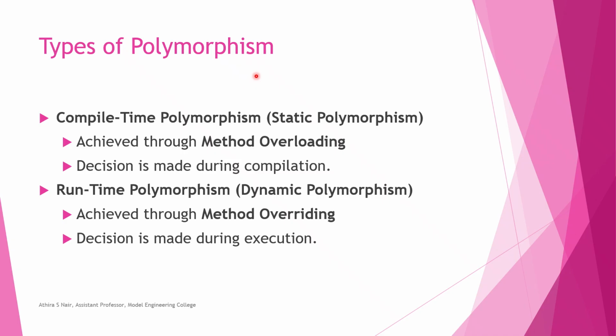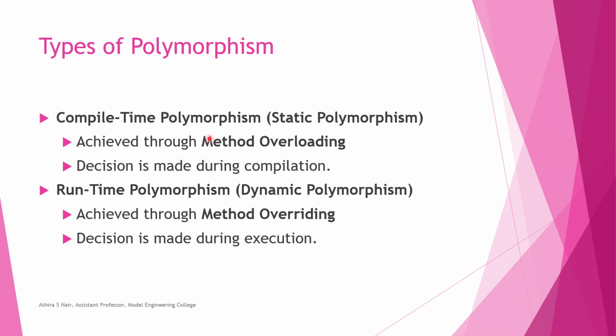Types of polymorphism. In Java, polymorphism can broadly be divided into two types. The first one is compile time polymorphism. It's also called static polymorphism. The second one is runtime polymorphism. It is also called dynamic polymorphism.